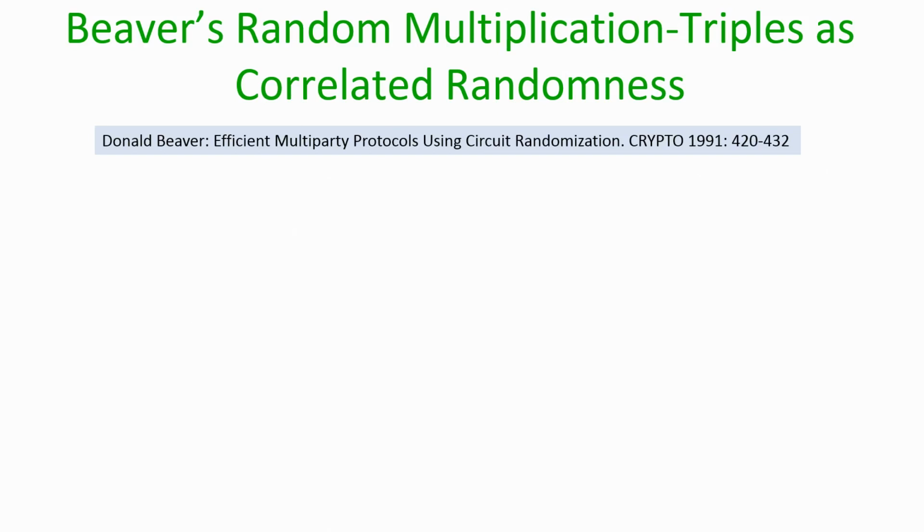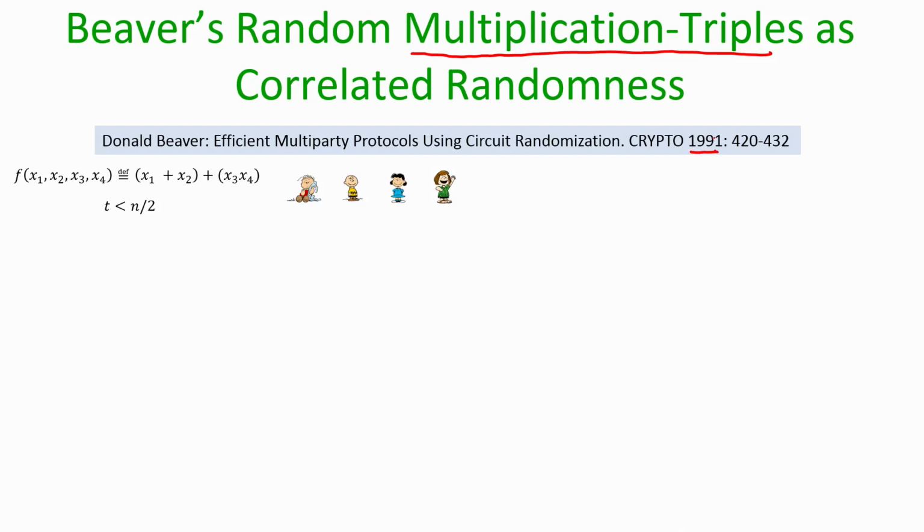We are going to discuss in this lecture one of the most popular forms of correlated randomness, also called multiplication triples or Beaver's multiplication triples, and this is based on a very clever idea proposed long back in 1991 by Beaver.